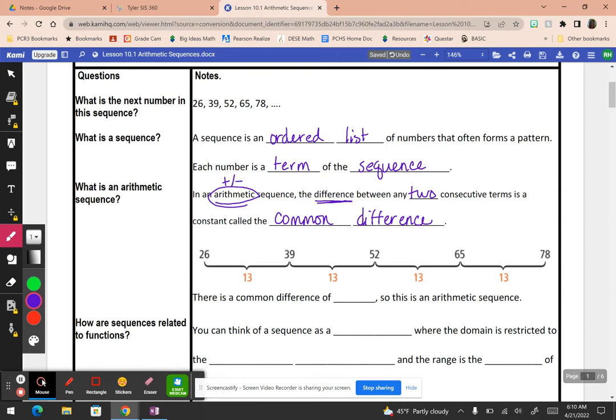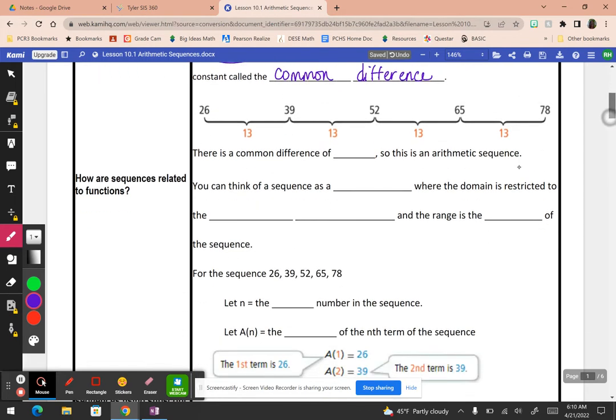So if I go back up here to my sequence that we repeated down here, you can see if you take 78 minus 65, you get 13. 65 minus 52, 13, and so forth. Okay, 39 minus 26 gives you 13. So the common difference of 13 in this pattern, so there is an arithmetic sequence.